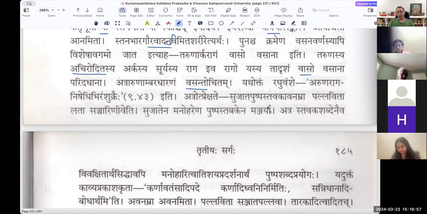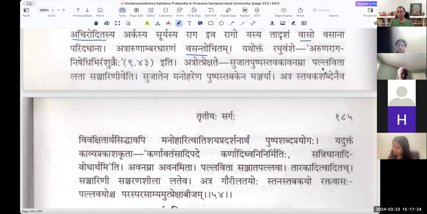Next is atra utprekshate. It's utpreksha here, not upama, because sancharini lata iva. Lata is an achetana vastu. It's not a chetana vastu. So if it is an achetana vastu and you are saying that it is like a walking creeper, a creeper cannot walk. So there is no direct comparison. So you are fancying such an object. Atra utprekshate: sujata pushpastabaka avanamra pallavita lata sancharini iva. Sujatena manoharena paryapta iti chet, tatra you take paryapta as full, pushpastabakam. So paryapta or manohara, sujatena manoharena pushpastabakena manjarya, avanamra, she is also avanamita iti.